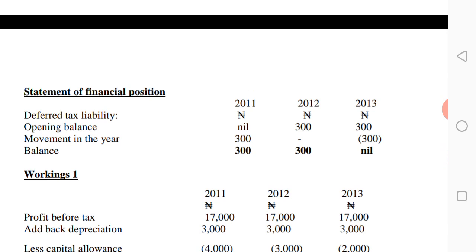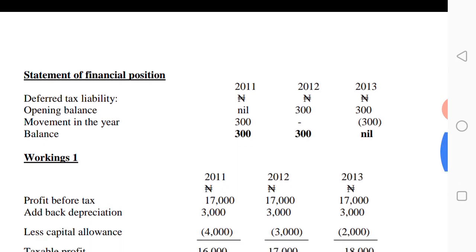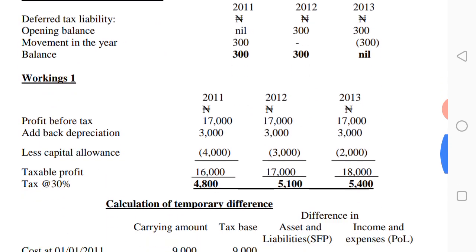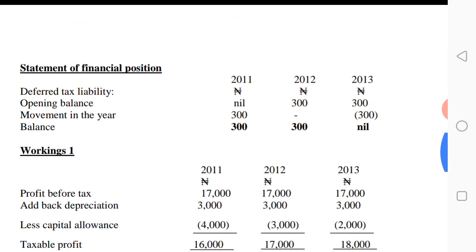For 2012, the closing balance of 2011 will be the opening balance of 2012, and there is no movement in deferred tax. So that's why the closing balance is still 300. While for 2013, the opening balance is 300 and there is a movement, which is a credit to our profit or loss, then a debit to our deferred tax liability account. That's why we have nil. So when you look at this, we have explained it so you can look at it very well.